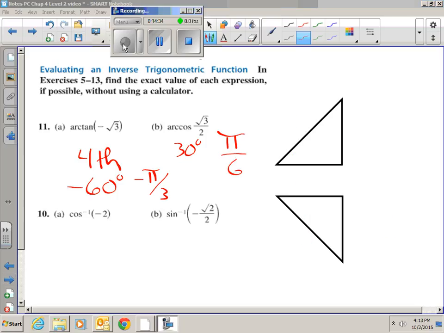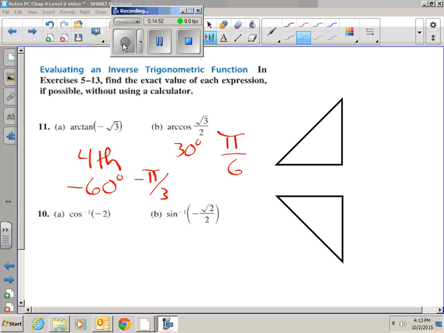Looking at number 10, I chose this one second because this one's a little bit tricky. I go to cosine negative 1 of negative 2. Go ahead and throw that into the calculator and see what's up. You got error. How come?